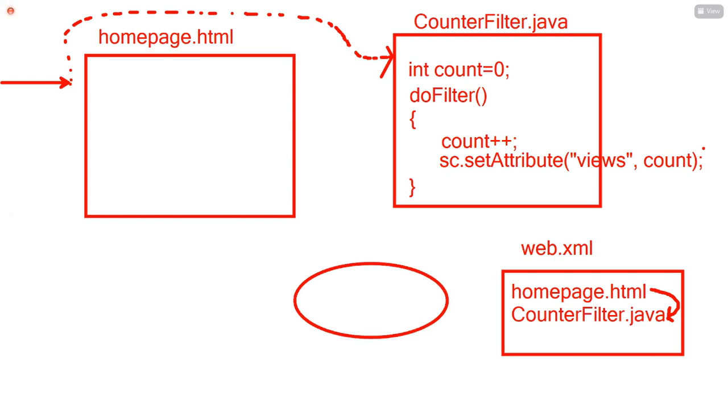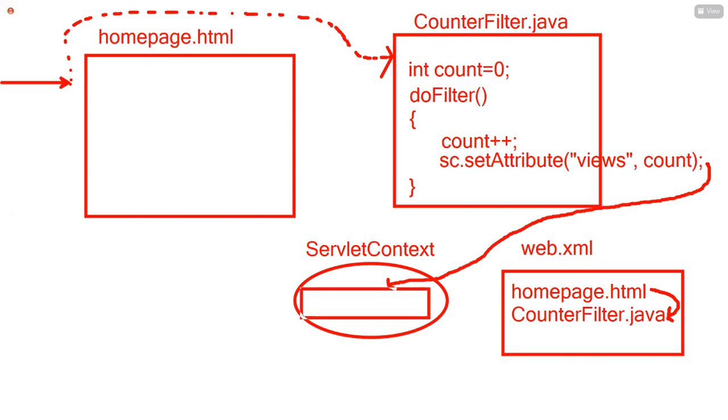Servlet context. Then when this is executed, it will come here and store the value, views and count. Now, after this, what will happen? Again, control goes back to HTML.